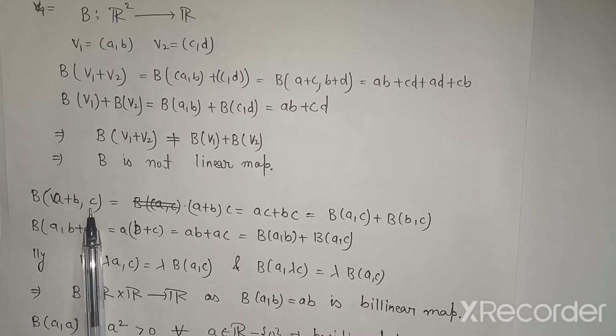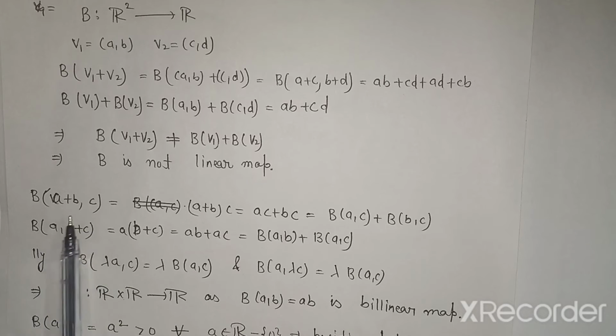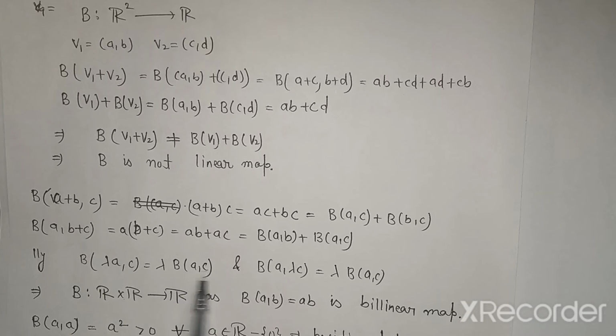Also when we take a scalar multiple in the first coordinate, B applied on (lambda times a, c) becomes lambda times a into c. Now lambda can be taken common and it becomes lambda times ac. So it is linear in the first coordinate. Similarly, by the same steps we find that it is also linear in the second coordinate. So this implies the given map B is a bilinear form.